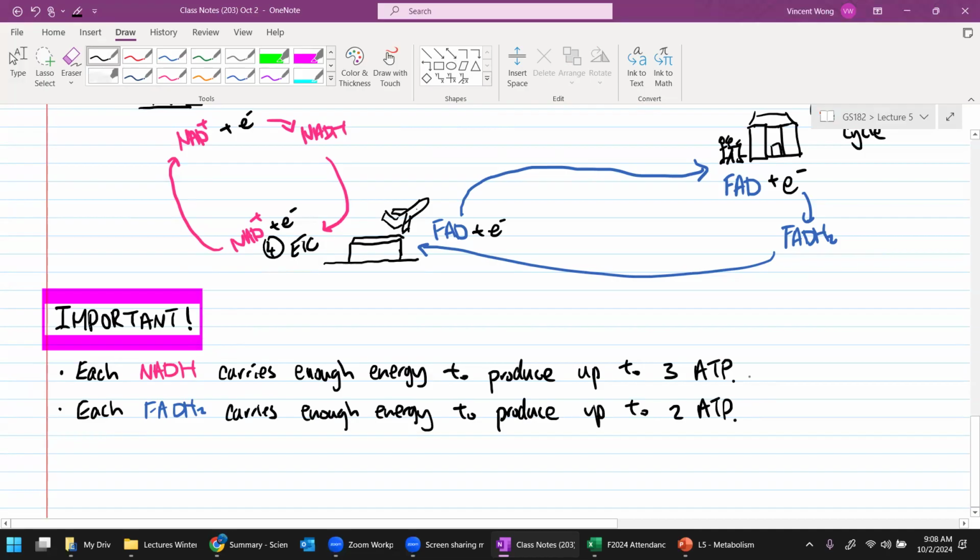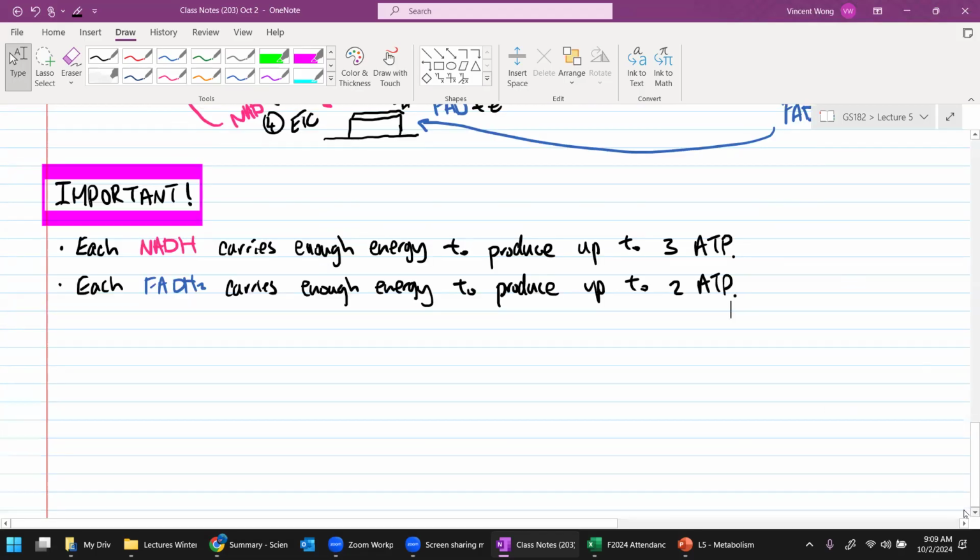So remember, these electron carriers, after they capture the electrons, those electrons are actually packed with energy, right? So sometimes energy carriers and electron carriers are used interchangeably. But the key thing for you to know here is that each NADH is capable of making up to 3 ATP. Under ideal conditions, you will be able to make 3 ATP. And for FADH2, you can make 2 ATP.